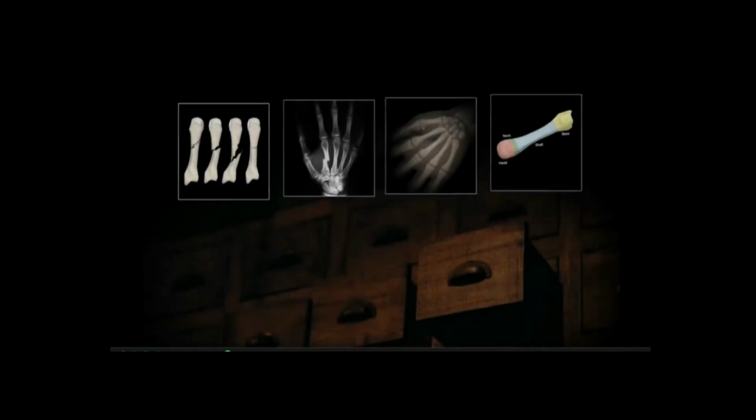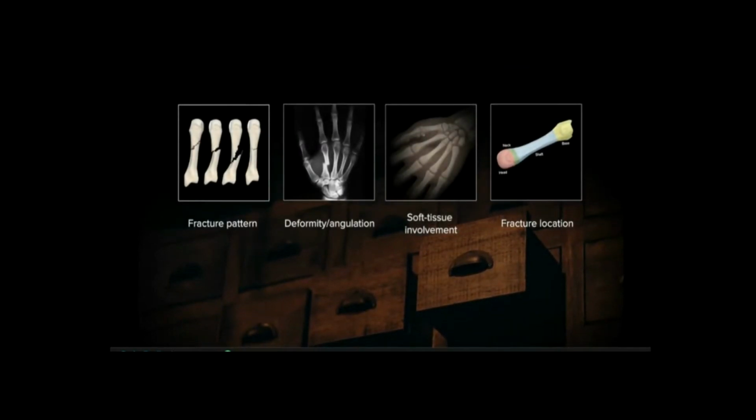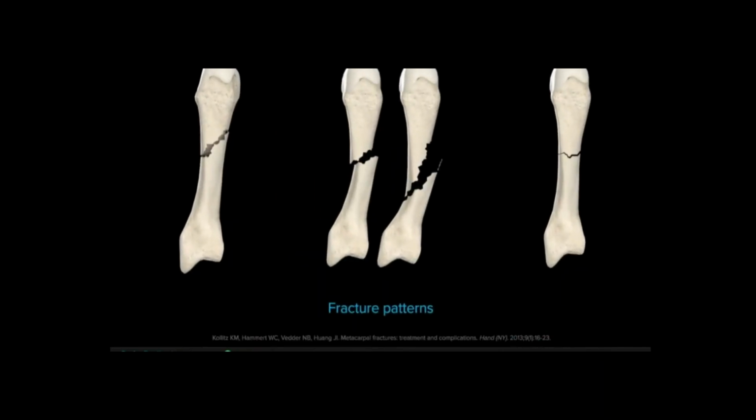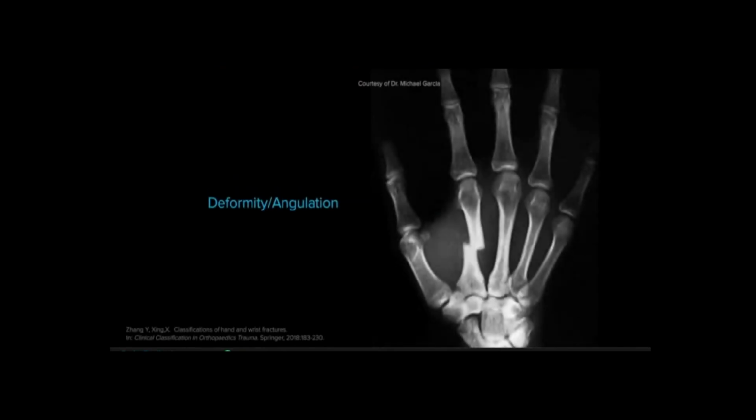There are different classifications for metacarpal fractures. Let's review each of these. Classification may be based off the fracture pattern, which may be spiral, oblique, or transverse. Classification may also be according to deformity or angulation of the deformity as a rotational or shortening deformity.